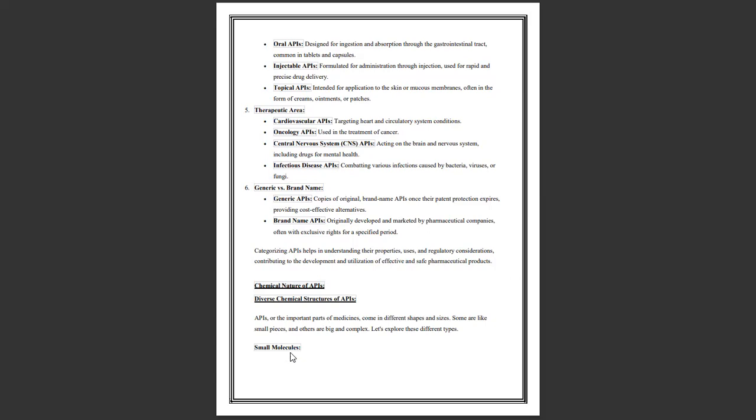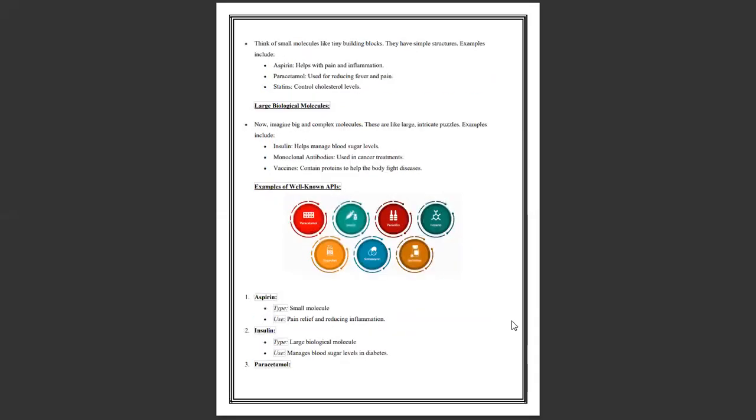So APIs, the important parts of medicines, come in different shapes and sizes. Some are like small pieces and others are big and complex. Let's explore these different types. The first one is small molecules. Think of small molecules like tiny building blocks. They have simple structures. Examples include aspirin, paracetamol, and statins.